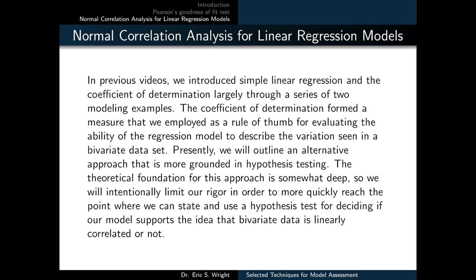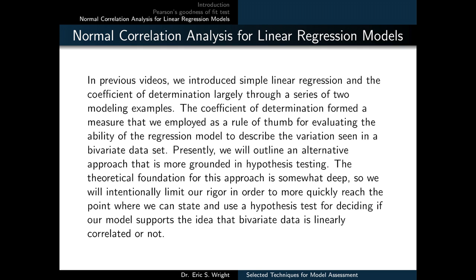Our next technique, normal correlation analysis for linear regression models, addresses the question of how appropriate it is to train a regression model on a particular data set. In previous videos, we introduced simple linear regression and the coefficient of determination largely through a series of two modeling examples. The coefficient of determination formed a measure that we employed as a rule of thumb for evaluating the ability of the regression model to describe the variation seen in a bivariate data set.